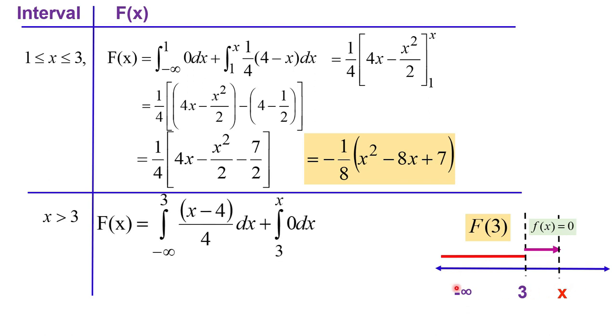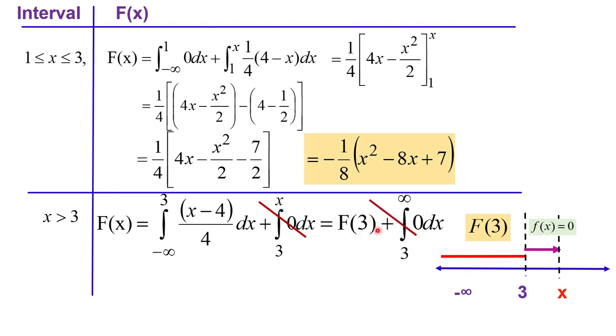So how to write? The CDF can be given as the integral from negative infinity to 3 of f(x) dx plus the integral from 3 to x, and the function is 0 dx. Okay, so simplify, you will get this integral from negative infinity to 3 is actually capital F3 plus 0.